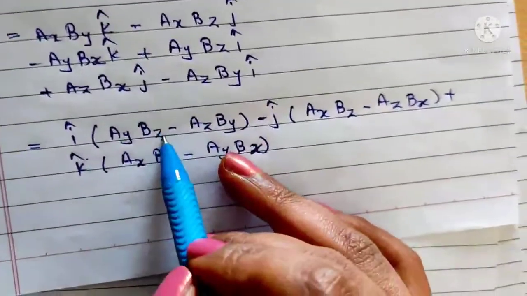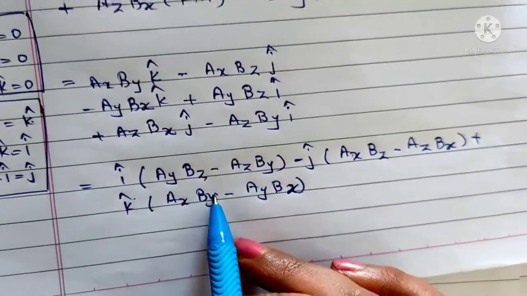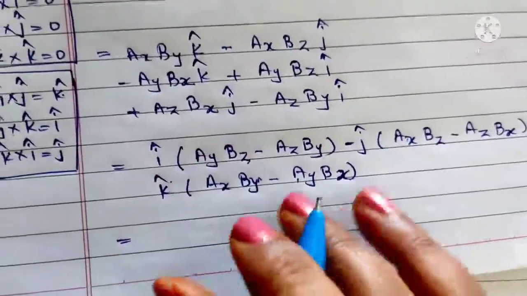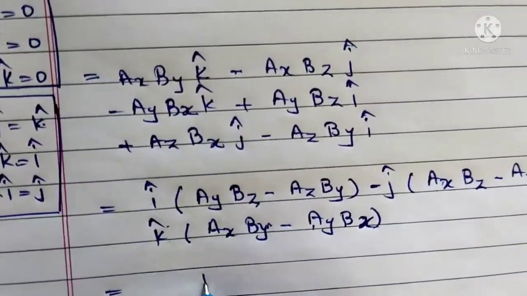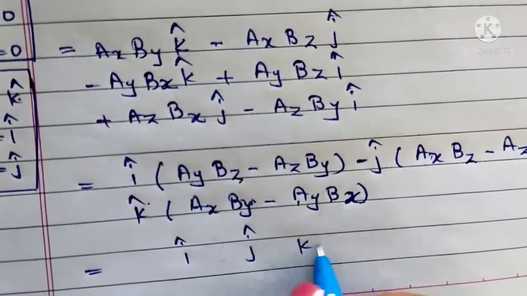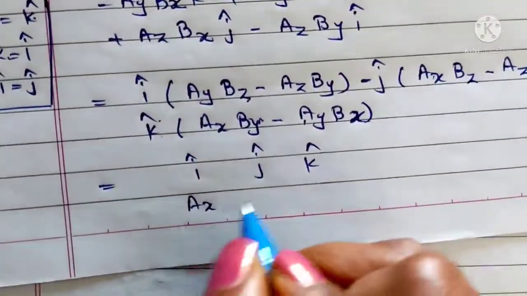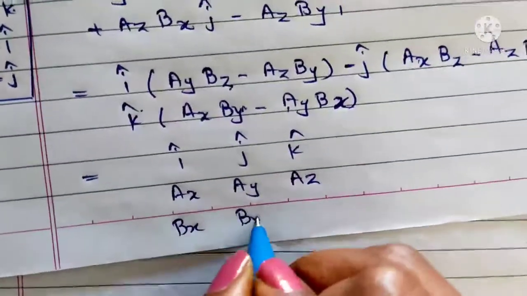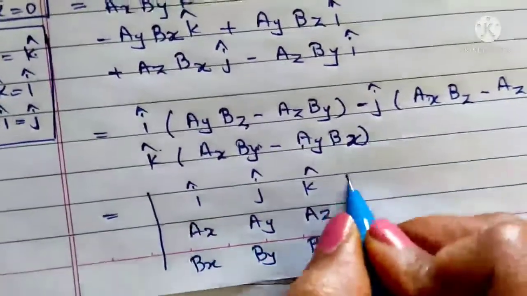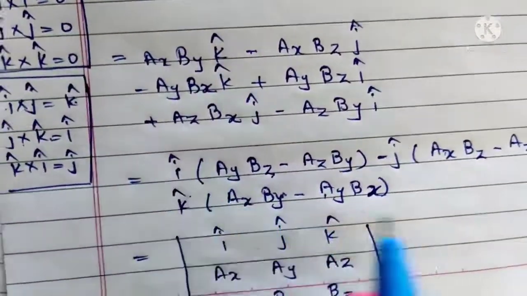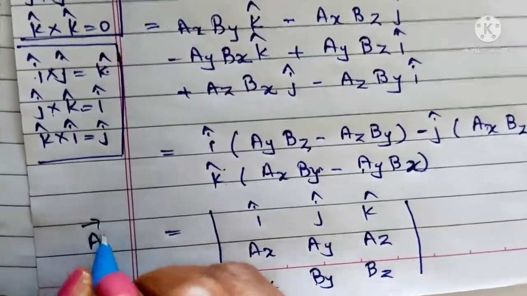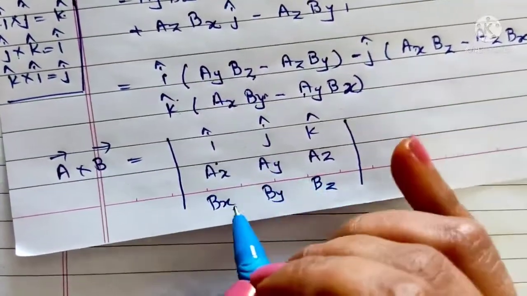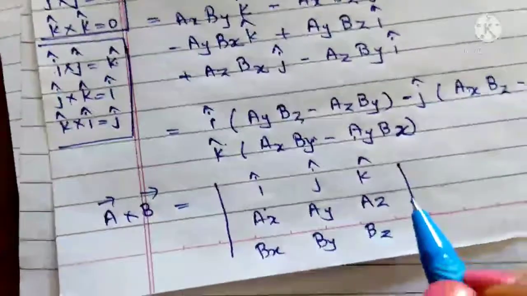If we see these terms of i cap, j cap, and k cap, we can correlate this equation with the determinant form. In terms of a determinant we can write i cap, j cap, k cap, the second row as ax, ay, az, and the third row as bx, by, bz. If we solve this determinant, then we get this equation. So we can write a bar cross b bar is nothing but the determinant of i, j, k with rows ax, ay, az, and bx, by, bz. So that's all. Thank you.